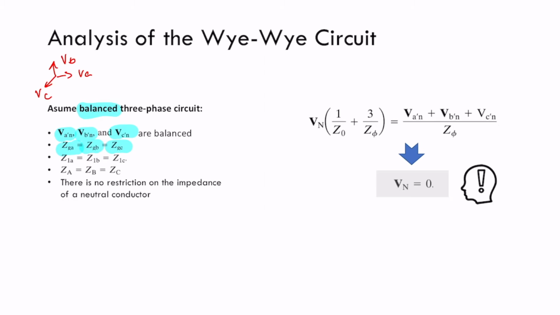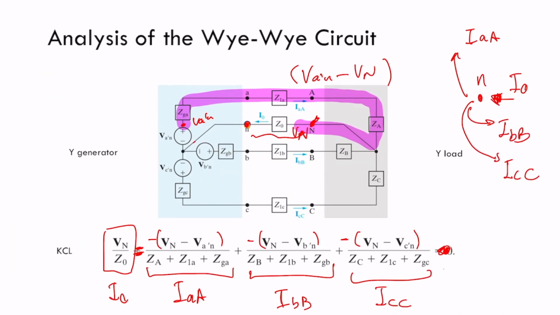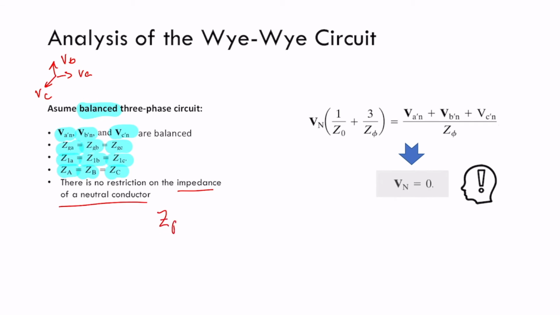Balance also means that the impedances of the non-ideal generator are the same. The transmission lines, the 3 wires, are also the same, so I design them the same. And the loads are the same. So I will connect in such a way that the loads will be the same. I'm not giving you any restriction on the impedance of what we call the neutral conductor. The neutral conductor is this one, the one that I'm using just to return from the circuits. So ZN can take any value.